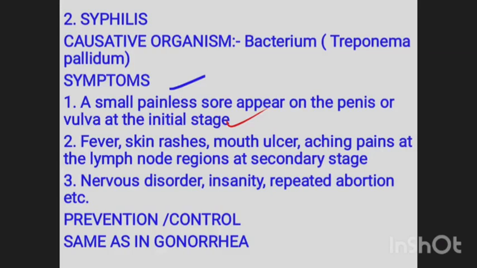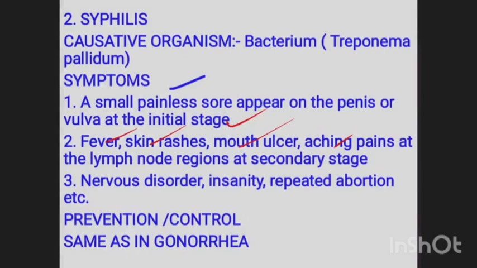When this is moving to the next stage, the person begins to experience pain. That sore that appeared painless begins to be painful, alongside other symptoms. The number three, we experience what we call nervous disorder, insanity, repeated abortion. When we say nervous disorder, it means your nervous system will start having issues. And if it's not well treated, it can lead to insanity, that's losing your senses most of the time, and can lead to repeated abortion.